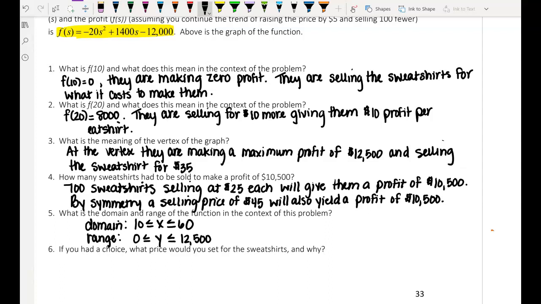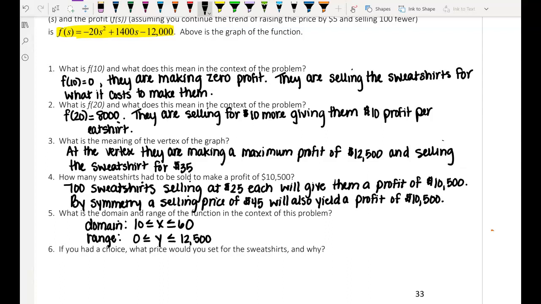So in context of this problem, that would be my domain and range. It is different than when we talk about domain and range of the function itself, but we have to talk about in context of this problem. Those are the parameters that we can deal with on this.